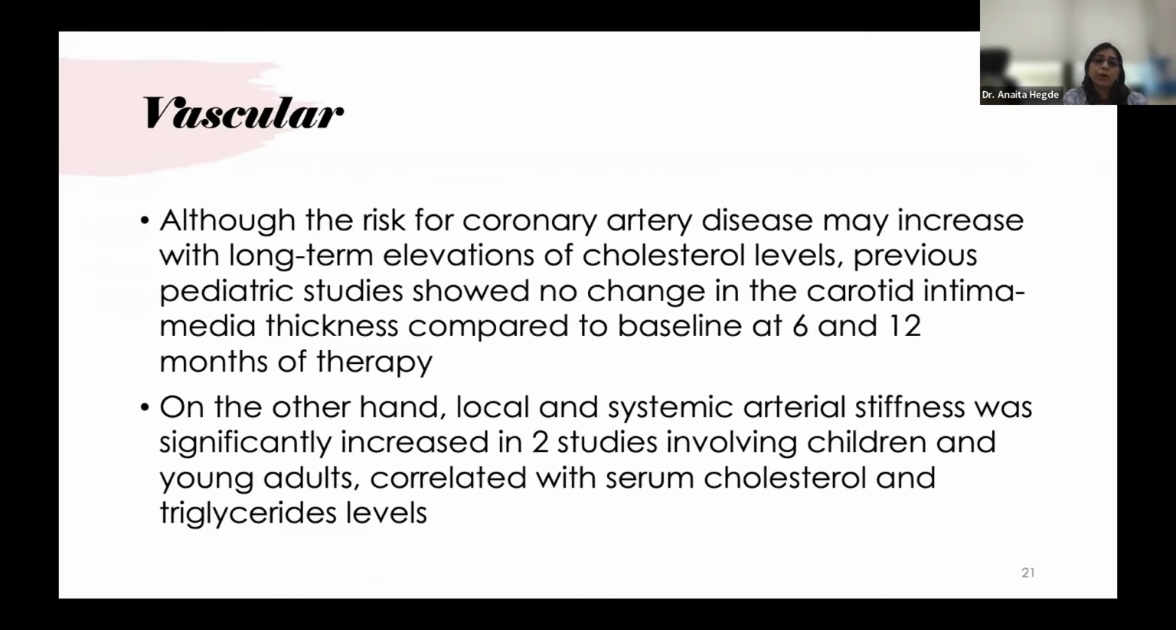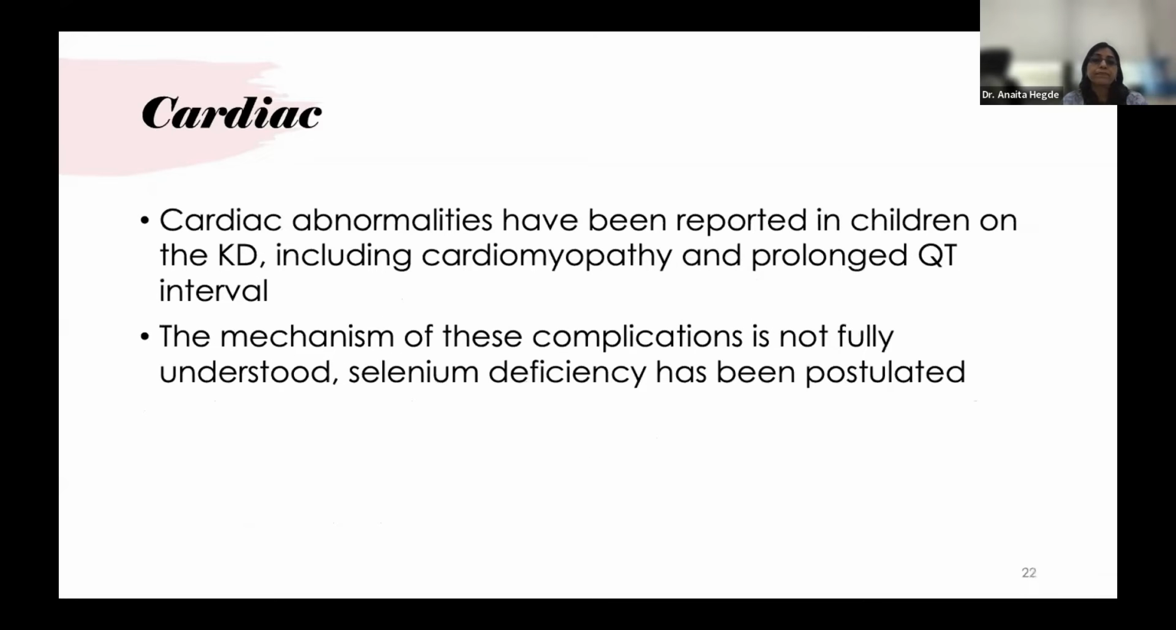Vascular side effects or complications. Although the risk for coronary artery disease may increase with long-term elevations of cholesterol levels, previous pediatric studies showed no change in the carotid intima media thickness compared to baseline at 6 and 12 months of therapy. On the other hand, local and systemic arterial stiffness was significantly increased in 2 studies involving children and young adults, correlated with serum cholesterol and triglyceride levels.